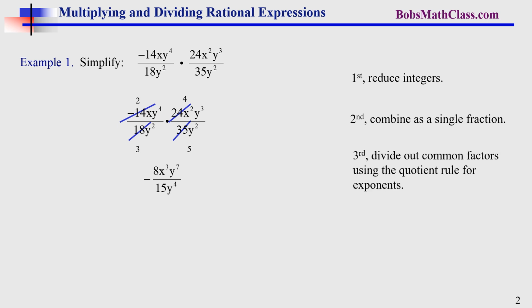The next step is we're going to divide out the common factors. We're going to use the quotient rule for exponents. So the 8 and 15, that doesn't reduce. The x to the third, there's no x's on the bottom, but the y's, there's 7 on top, 4 on the bottom. So we're going to subtract the exponents and keep the variable where it's the higher exponent. So there's our final answer: negative 8x to the third, y to the third on the top, and 15 on the bottom.